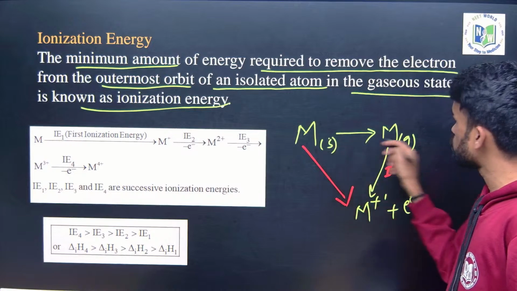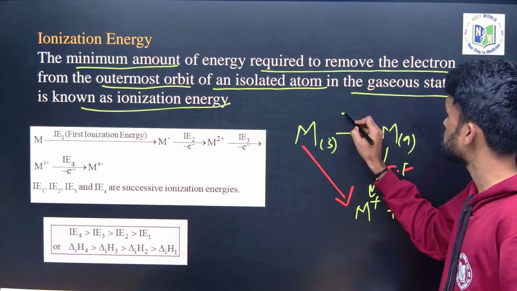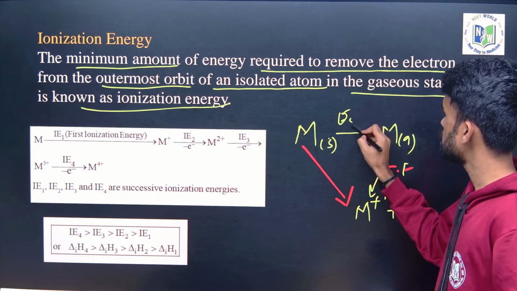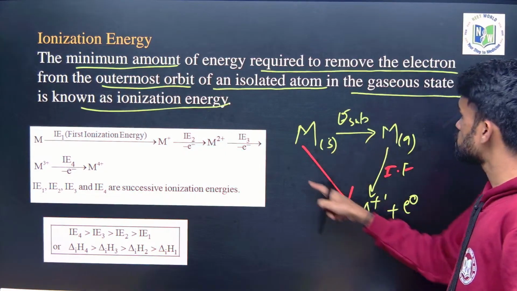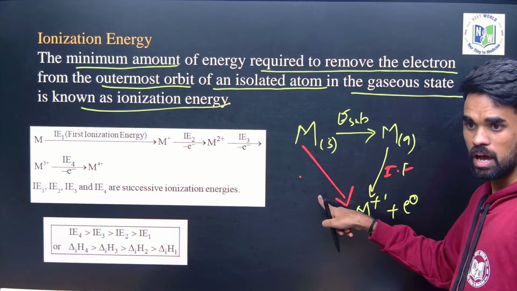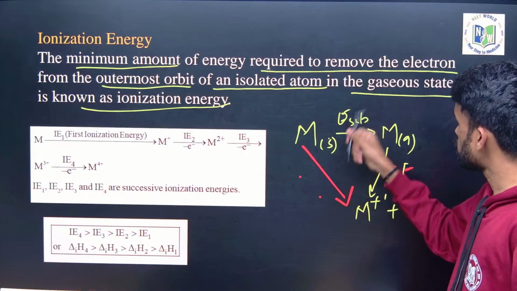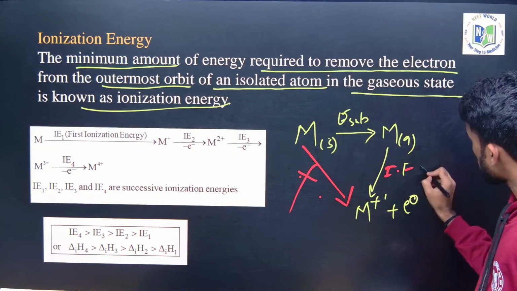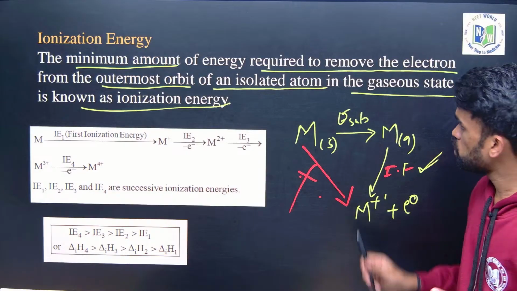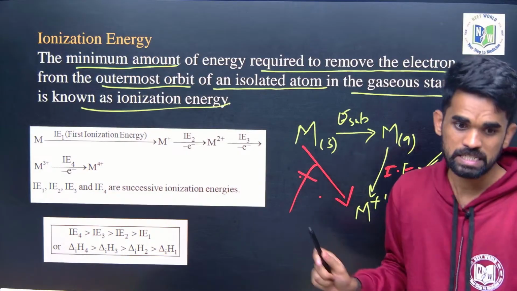Conversion of solid to gas, what is this process? Sublimation, right? This is sublimation energy. So this includes sublimation energy plus ionization energy. Okay, we are not talking about this one. We are talking only about this. So if we remove one electron, that will be the first ionization energy.